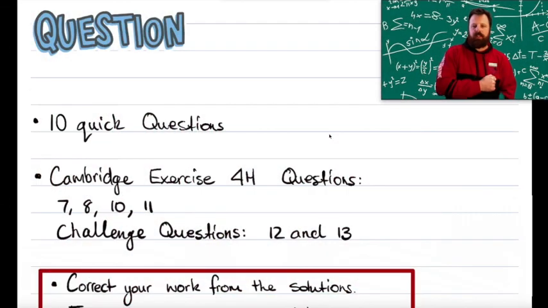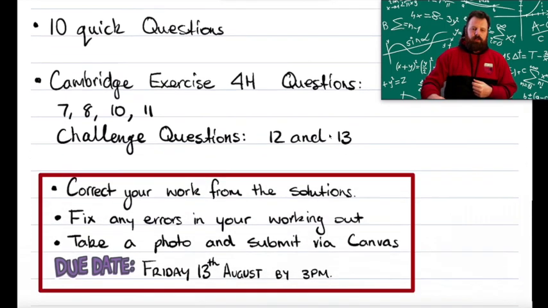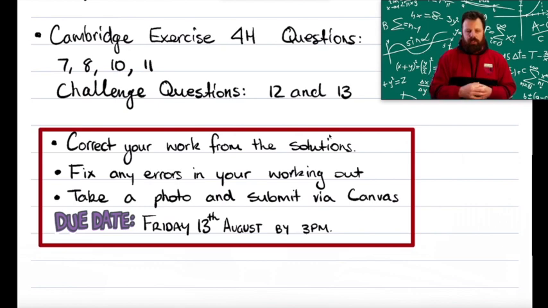Alright, your work for this lesson. So the 10 quick questions, you've done them earlier by going to that website. You need to go to Cambridge, exercise 4H, follow the links in the weekly planner, questions 7, 8, 10 and 11. If you feel up for it and you want to stretch your understanding of what's happening here with some of these questions, have a go at questions 12 and 13 as well. And as always, correct your work from the solutions, fix any errors that you might have made, take a photo and submit it all to Canvas.